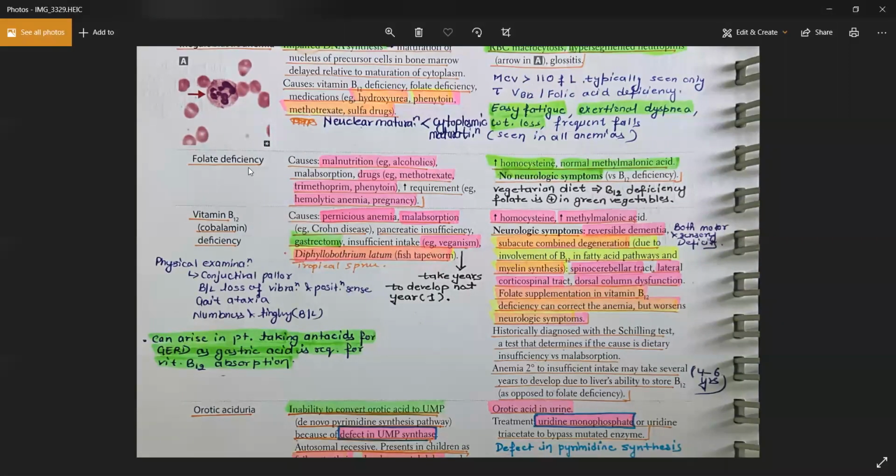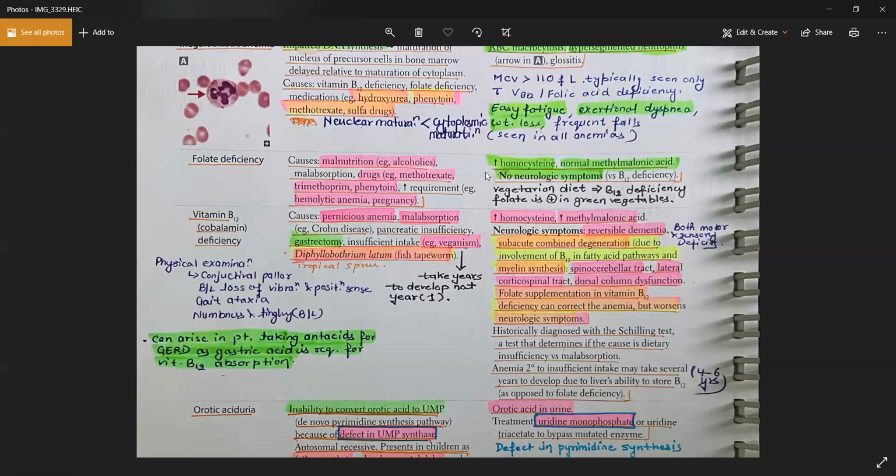In case of folate deficiency, the causes include malnutrition, which could be seen in alcoholics, or sometimes malabsorption syndromes. You can see it with drugs like methotrexate, trimethoprim, and pyrimethamine, which is an anti-parasitic drug. You can see it with phenytoin also. And sometimes in pregnancy, because of the increased requirement, you can also have folate deficiency. These are all the causes of folate deficiency.